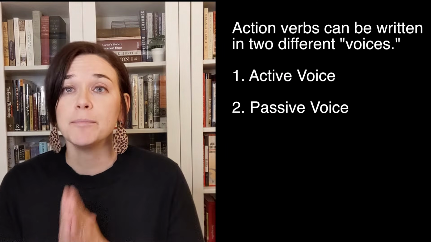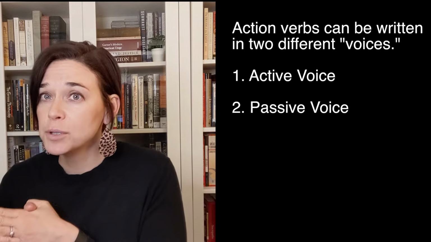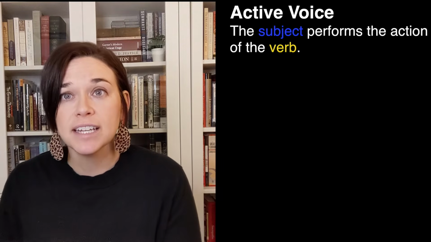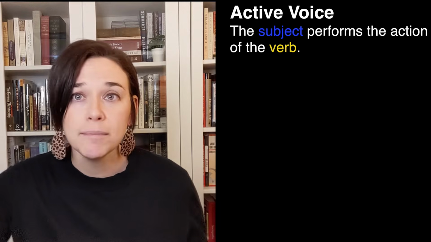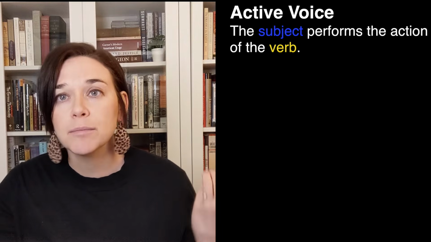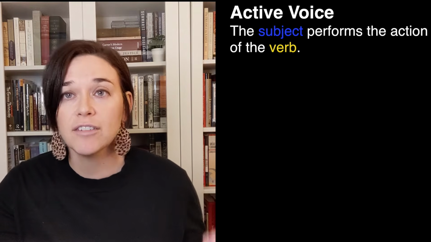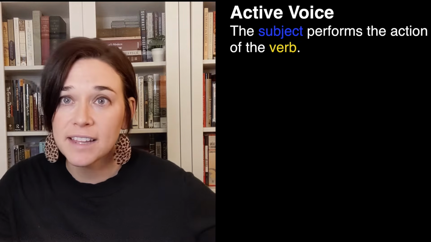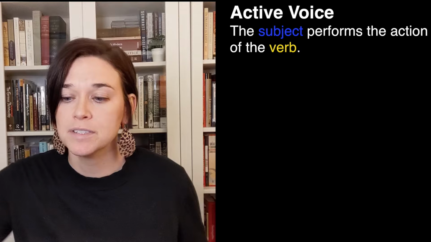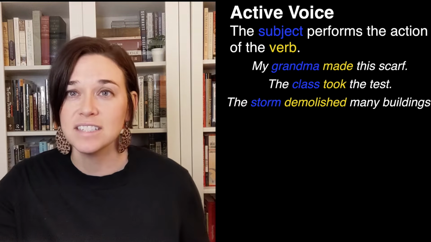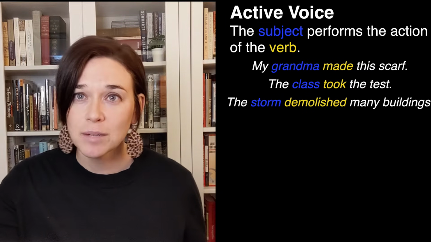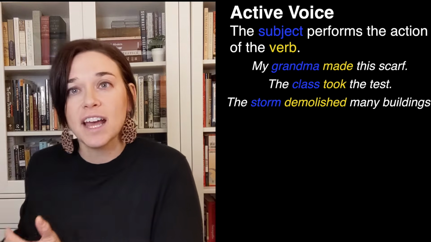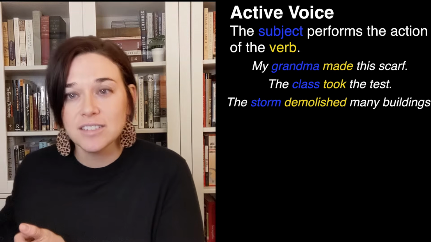Action verbs can be written in the active voice or the passive voice. When an action verb is written in the active voice, all that means is that the subject performs the action of the verb. So the subject is the one performing the action. Here are some examples. My grandma made this scarf. Grandma is the subject, and she is the one doing the action. She's performing the action. She's the one making the scarf.